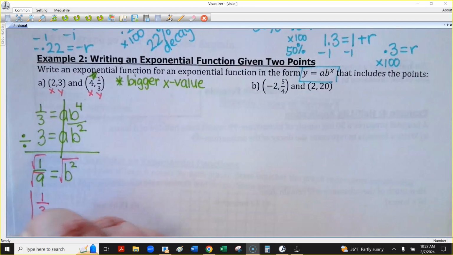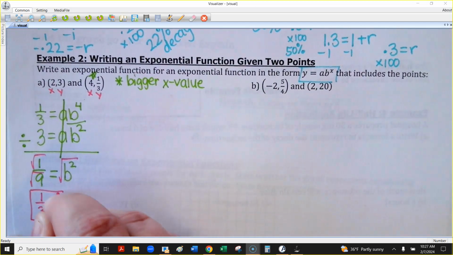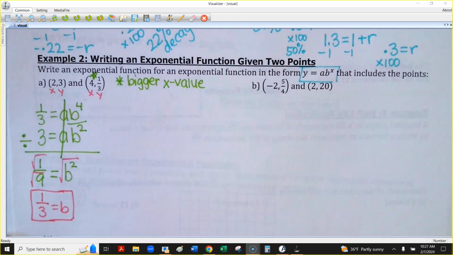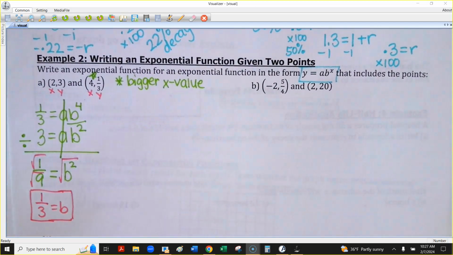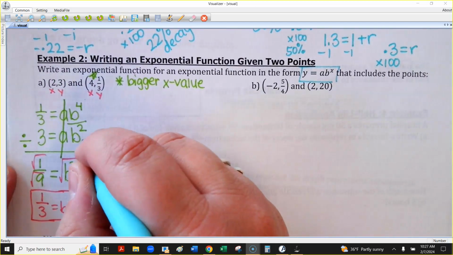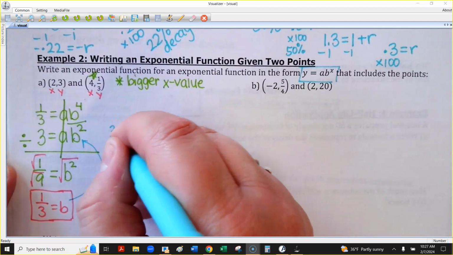1/3 is going to be my b value. Now all you have to do to get the a value is plug that back in, and you can plug it back in just like a system to either one of these equations, but I don't want to deal with the fraction, so I'm going to plug it in right here. So I'm just going to do 3 equals a.